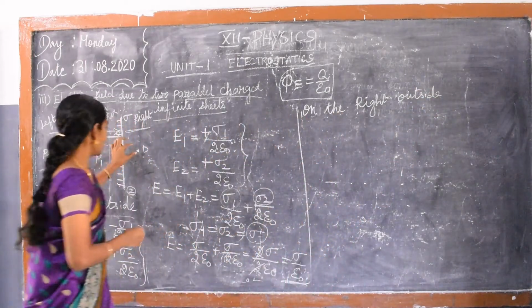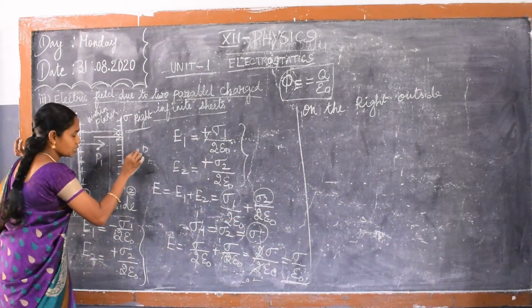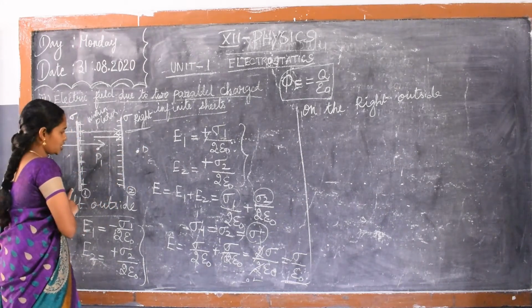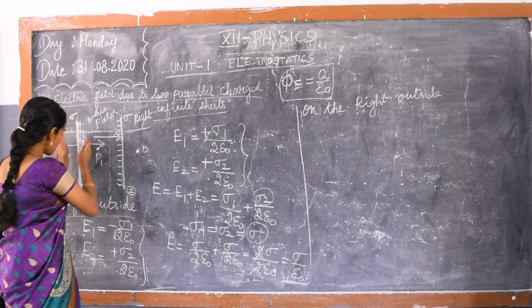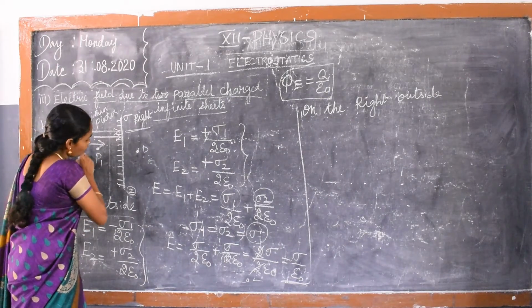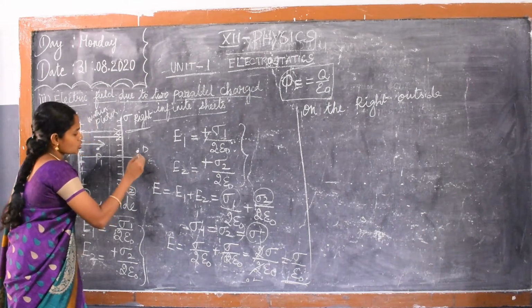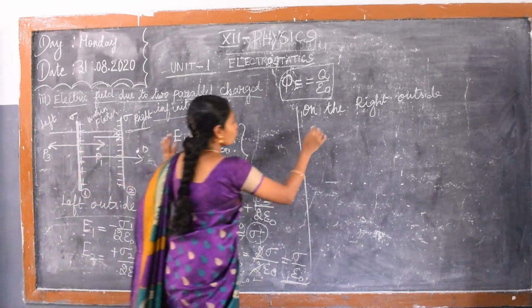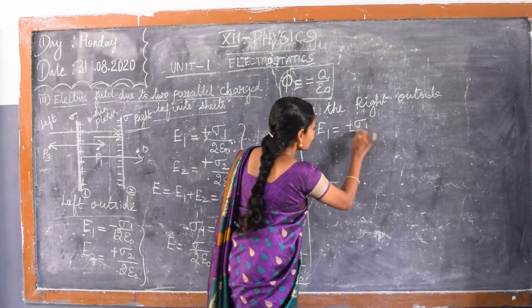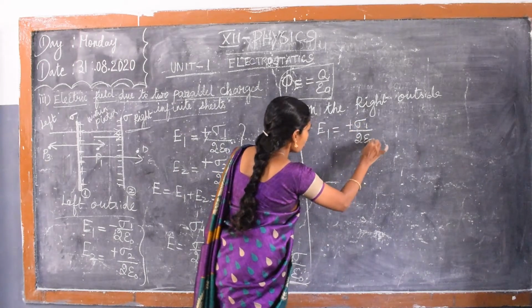Okay, now we take it here. So what is the electric field due to the first sheet? The first sheet has positive charges. So how will the electric field be? It should be away from the charge. So E1 is equal to plus sigma 1 divided by 2 epsilon naught.